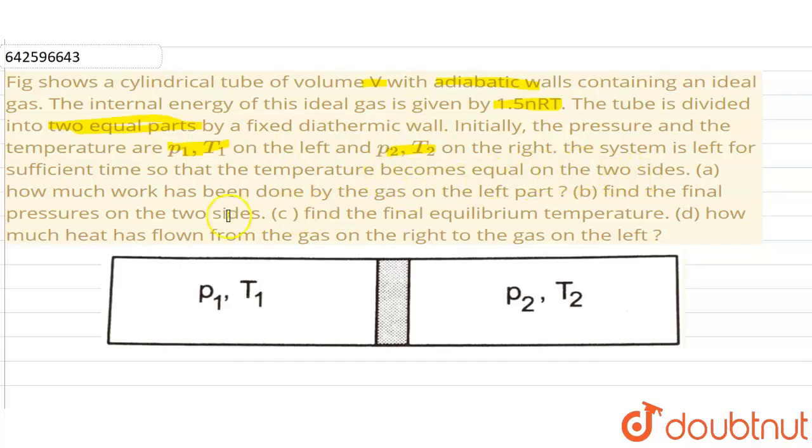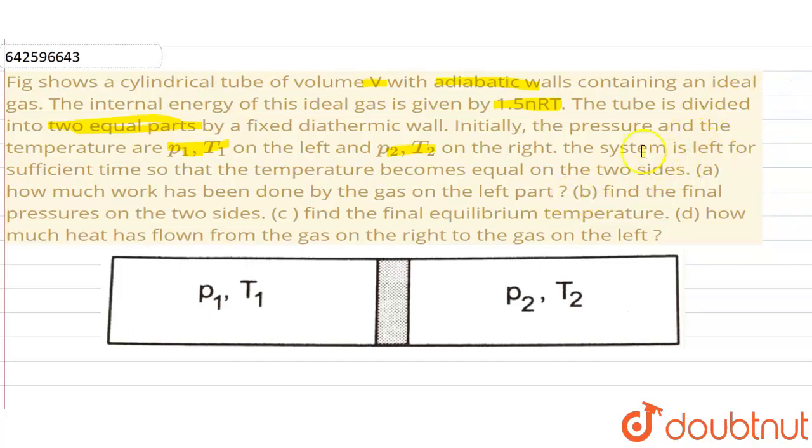We have to find how much work has been done by the gas on the left part and final pressure on the two sides, that is the left side and the right side. On the third part we have to find the final equilibrium temperature, and finally we have to find how much heat has flown from the gas on the right to the gas on the left.